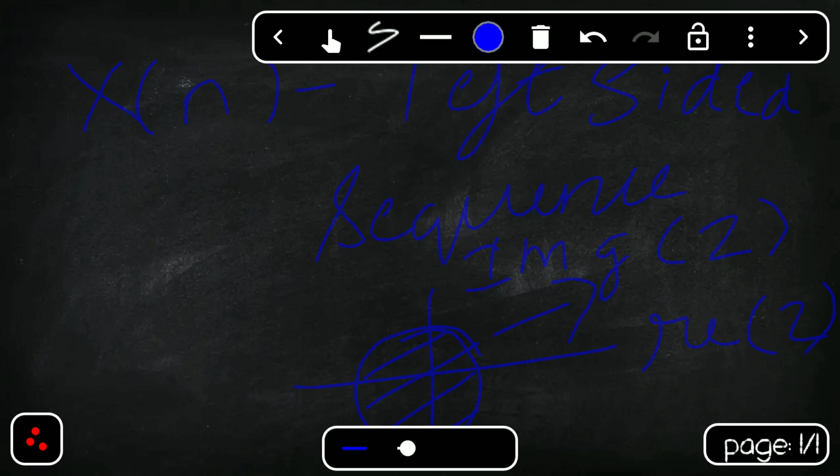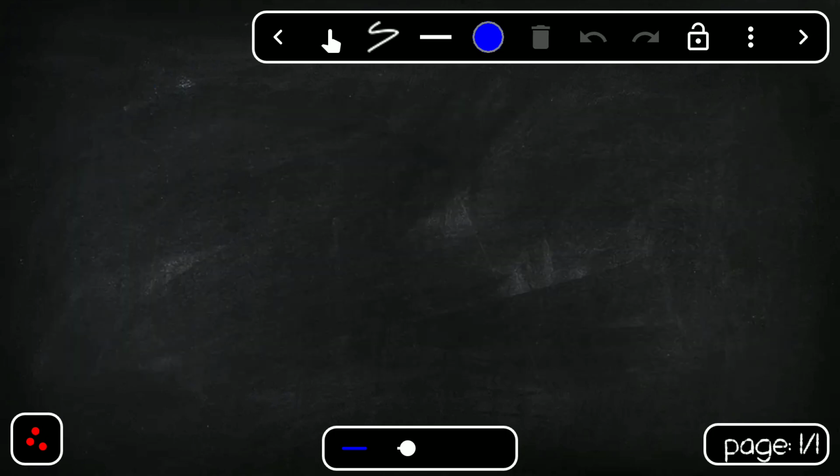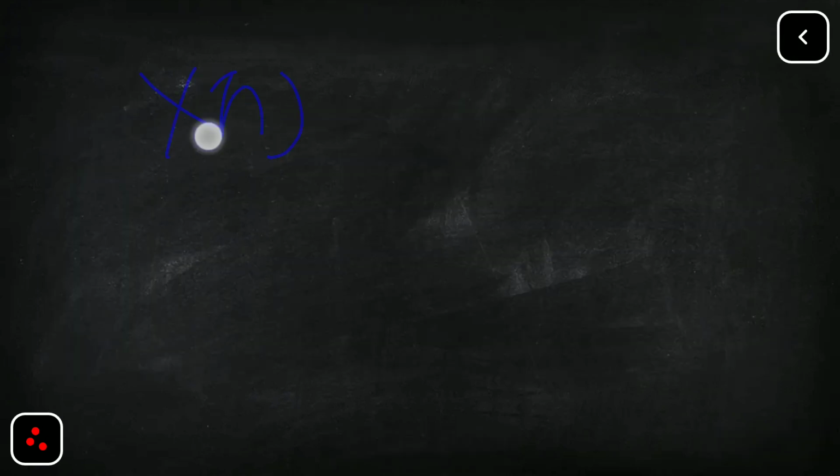Now coming on to if your x of n is a two-sided sequence. What is two-sided? Two-sided is both left and right sided. So if we take x of n as a two-sided sequence, then your ROC is a concentric ring in the z plane.